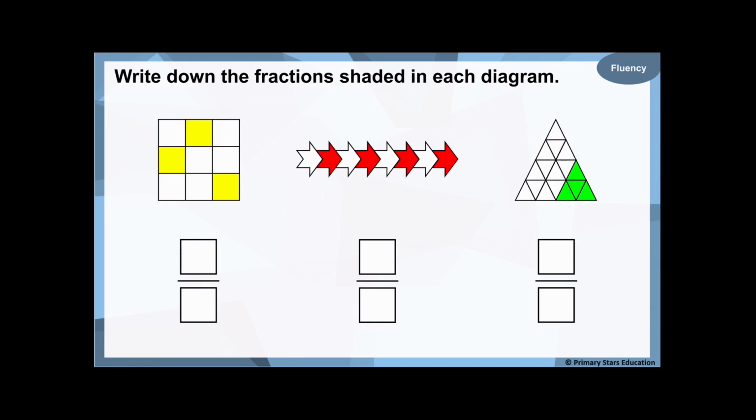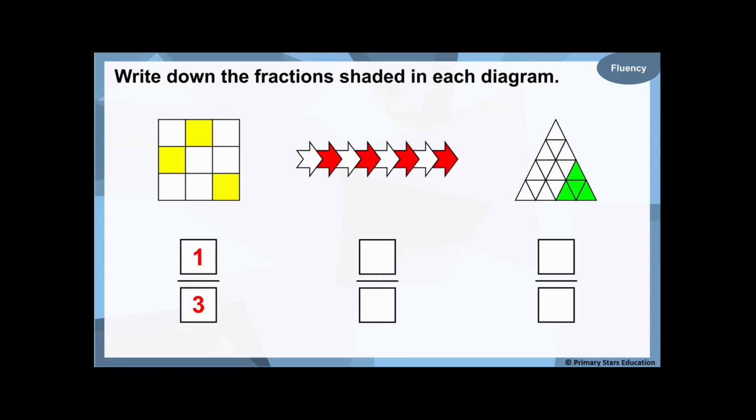What about the fractions shaded in these shapes? These are a bit more tricky. Make sure you count each time. Have a look at the square. There are 9 little squares. 3 of them have been coloured. What fraction has been coloured? That's right, 1/3.